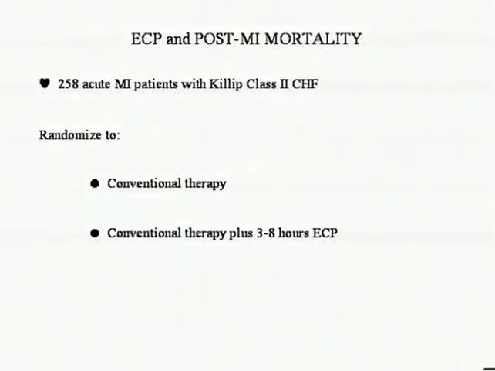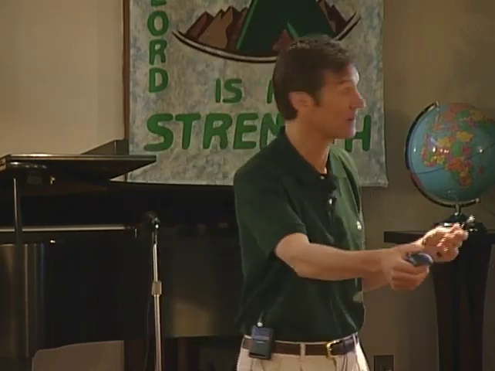Here's a study of external counterpulsation in the United States using the old-fashioned hydraulic device. 258 patients with acute heart attack presenting in the emergency rooms at 12 academic hospitals in the United States. They all had Killip class 2 heart failure. This dates the study. Killip class 2 is crackles or rales halfway up the chest. So they had moderate heart failure complicating their heart attack. And they were randomized to receive standard medical therapy or 3 hours of ECP, the hydraulic external counterpulsation, their first day, depending on how quickly they got to the hospital.